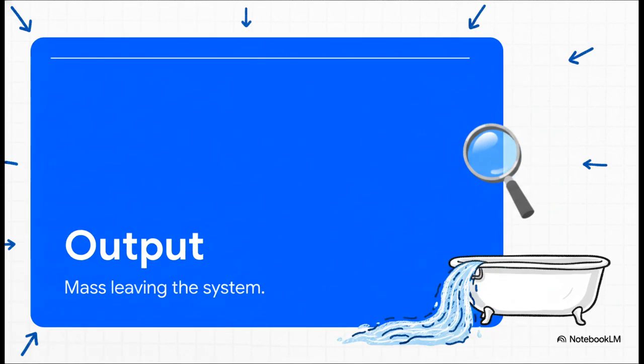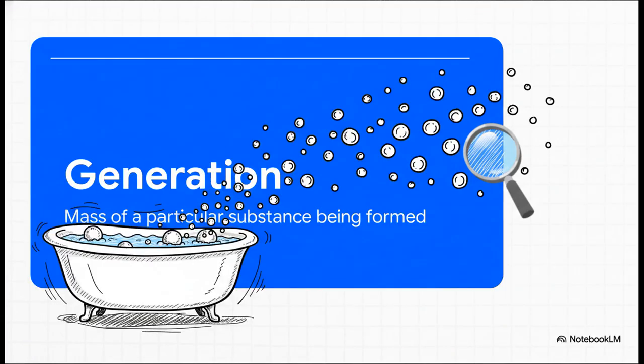And of course, on the other side of the coin, we have output. This is any mass that leaves the system. Sticking with our bathtub, this is the water that's going down the drain. See? Input is what you put in, output is what goes out. Easy peasy.